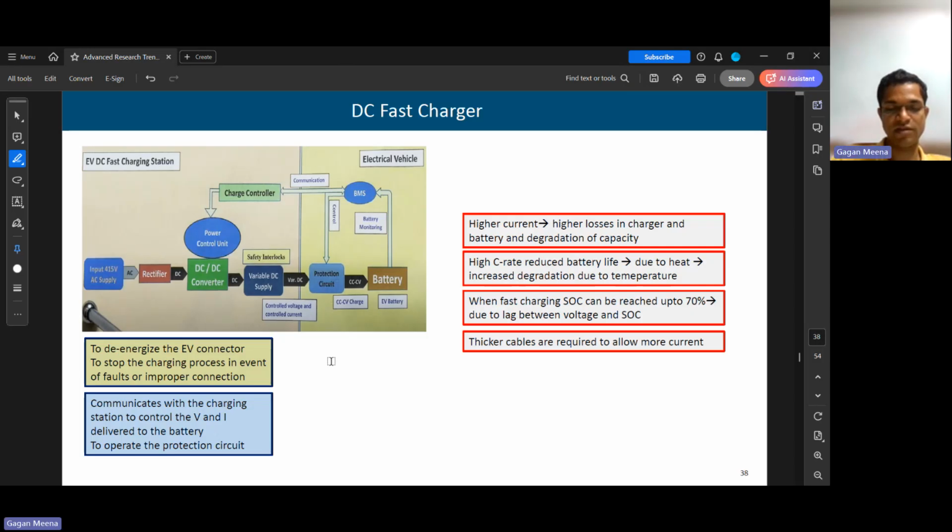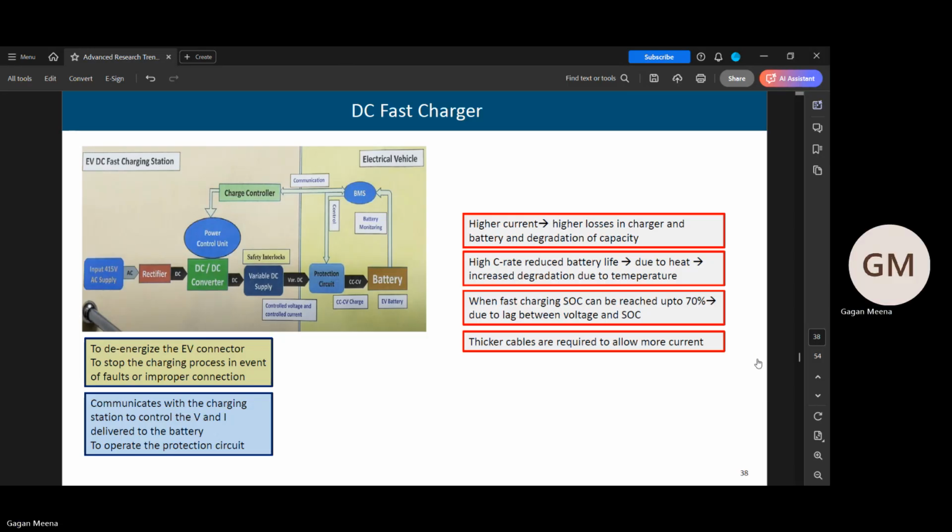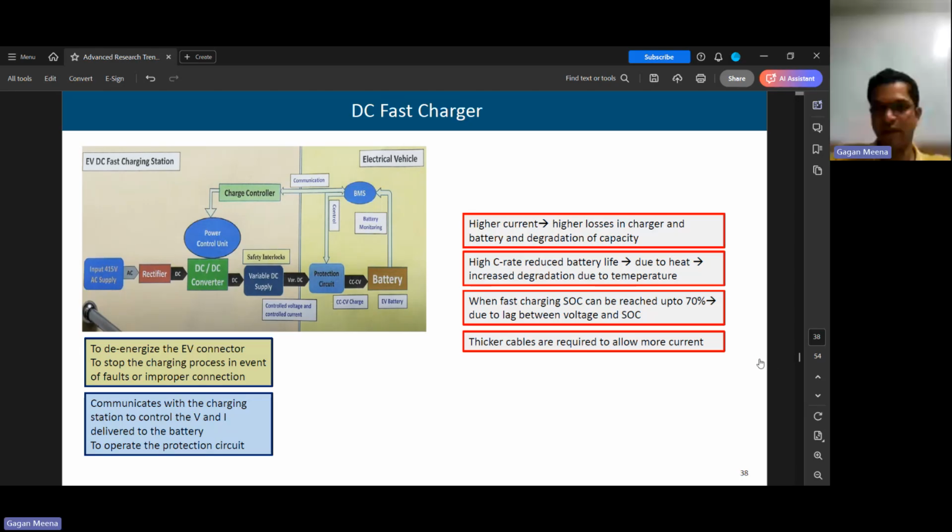Because of fast charging, it is of a huge rating, and the currents are higher. Because of higher currents, there are I square R losses in the charger as well as the battery, and because of that there is battery degradation, the degradation of the battery capacity. Another problem is that high C rate reduces the battery life. Due to heat, there is increased degradation due to temperature.